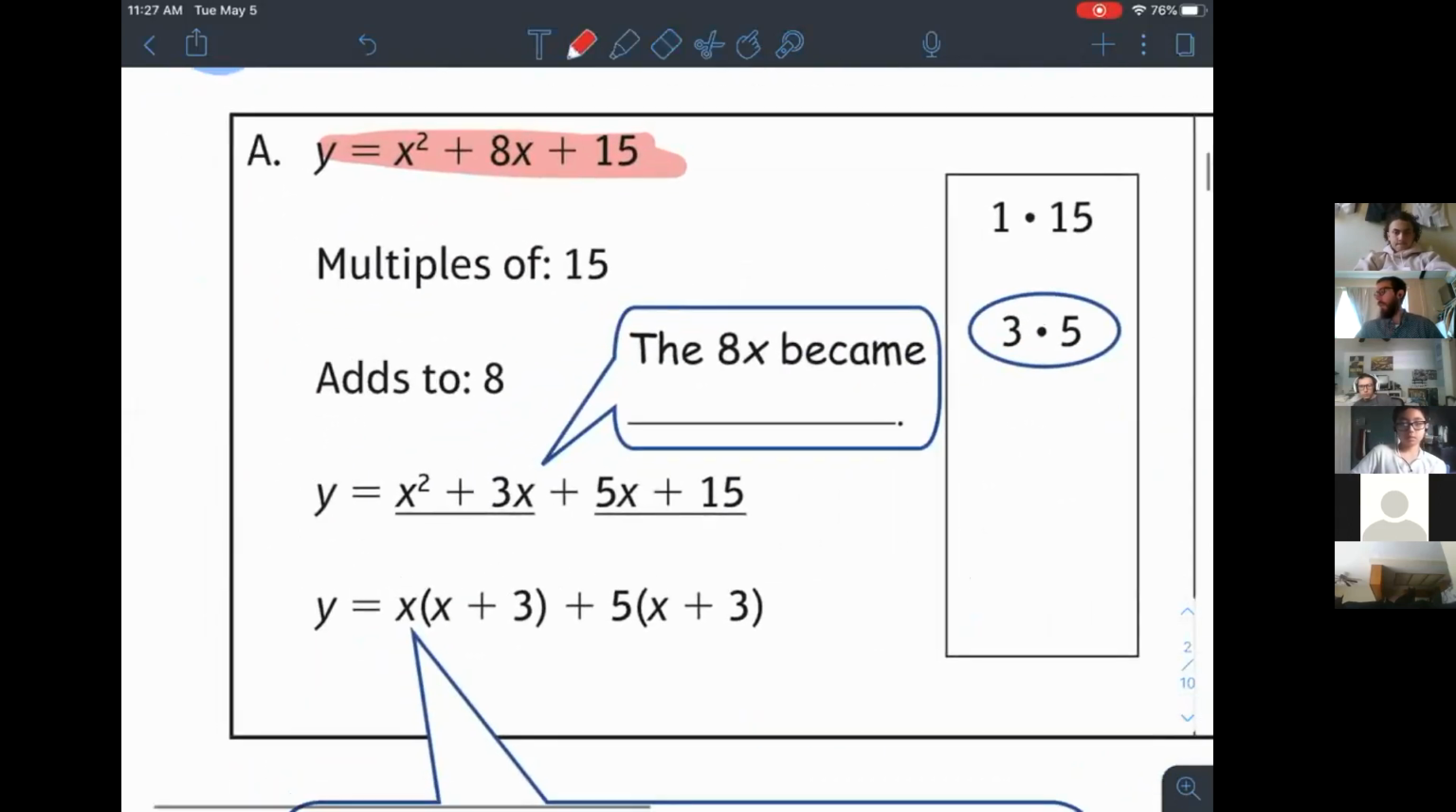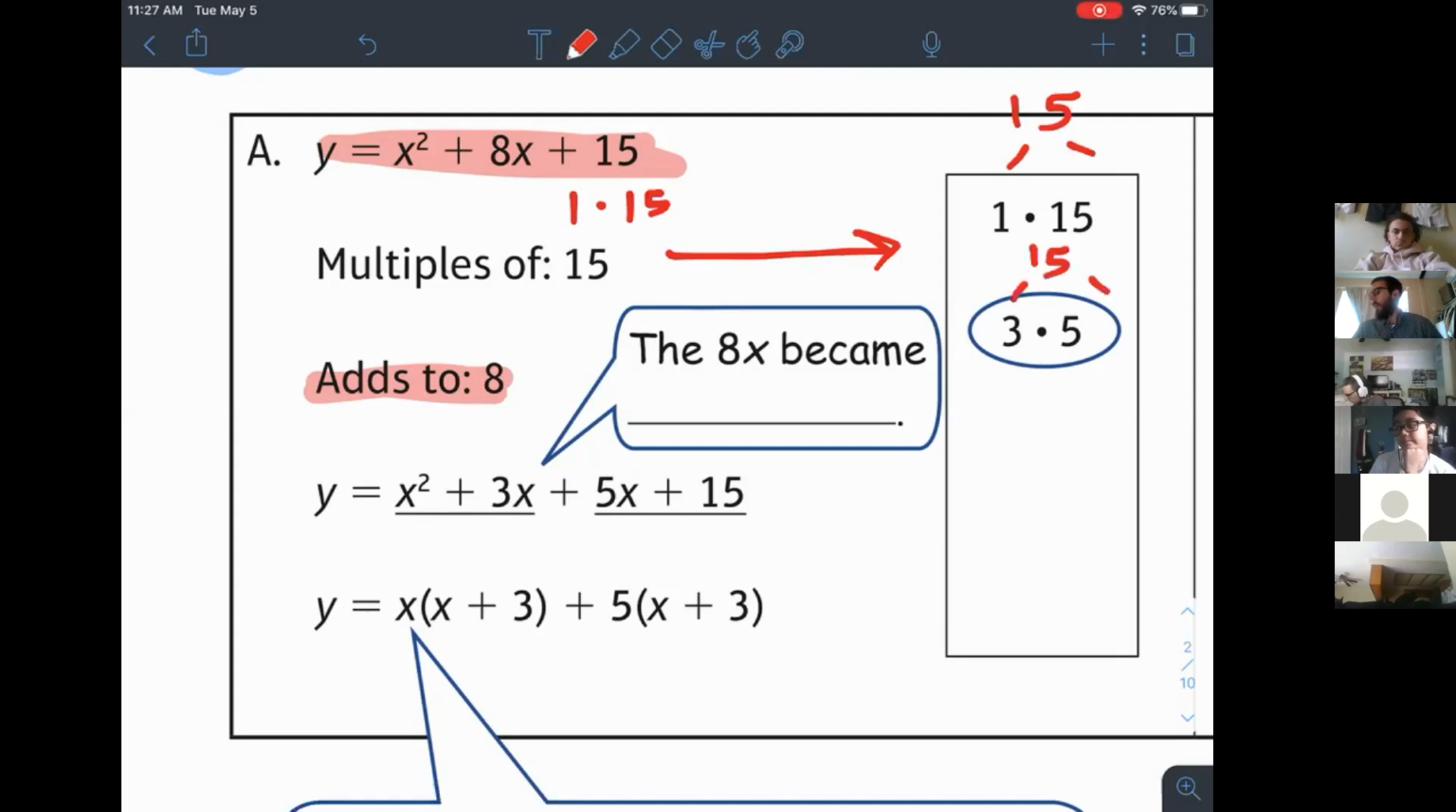Number 2, part A. Where did Juan get these multiples of 15? Well, he got that 15 from the following. He did the first number, which was 1. He did the last number, which was 15, and he said, all right, I need to find the multiples of 15, 1 times 15, that specifically add to 8. So what Juan did is he made a little space over here, and he found all these multiples of 15. He said 15 is the same thing as 1 times 15, and 15 is also the same thing as 3 times 5. Now, he chose specifically 3 times 5 because those add to that middle term.